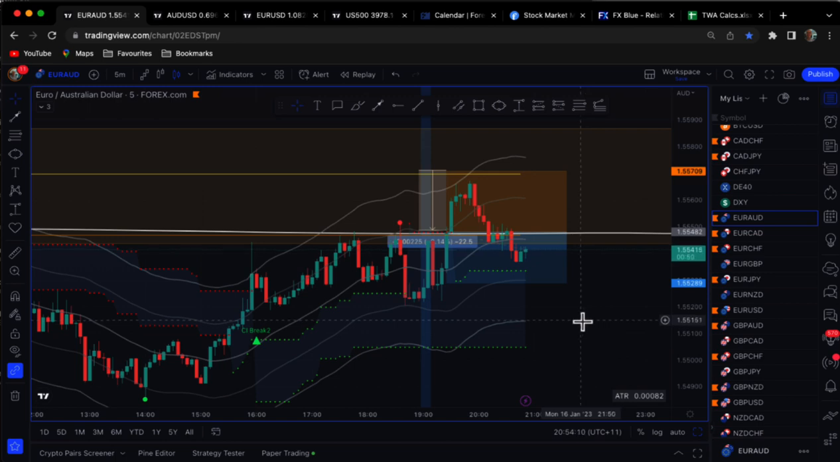So back at the Euro Aussie, here's our trade still playing out. Let's just let it go and see how we go with it.